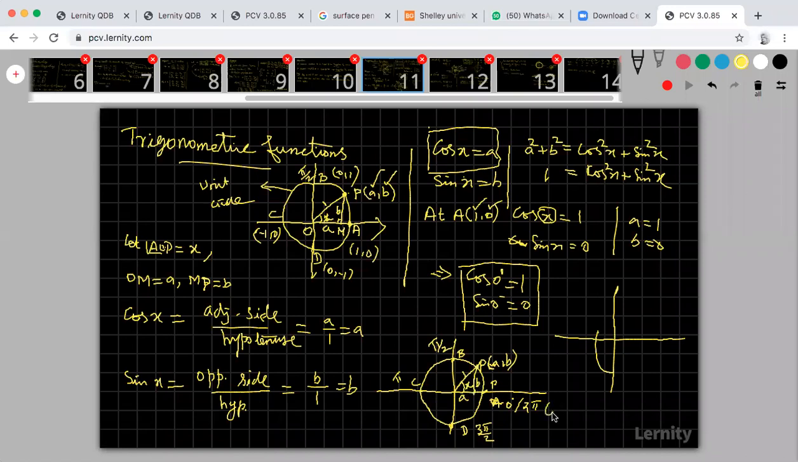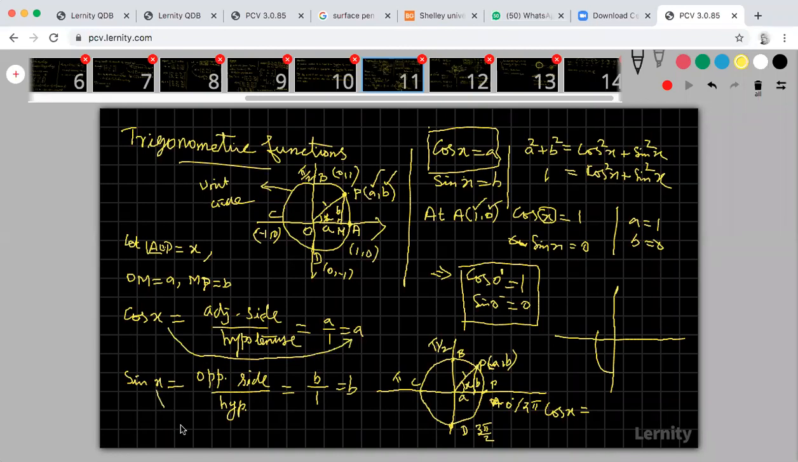Okay, what is cos theta or cos x? Look at that here. I'm writing cos x is adjacent side by hypotenuse. You have already studied this in 10th standard trigonometry. Cos x is defined as adjacent side by hypotenuse. What is my adjacent side? Here my x is this. Adjacent side is a, hypotenuse is 1. A by 1 is equal to a. So I am getting my cos x value as a.